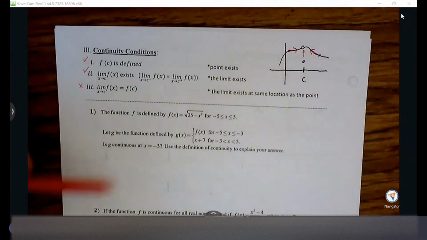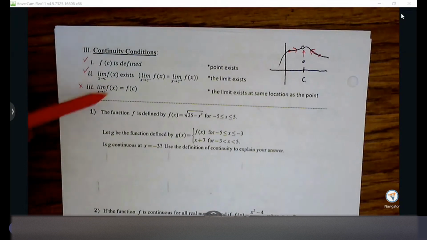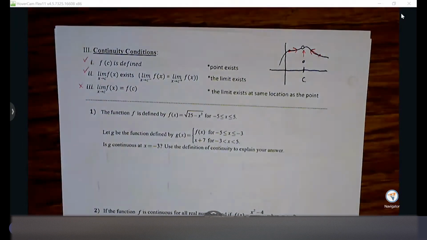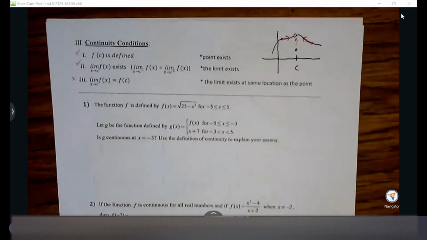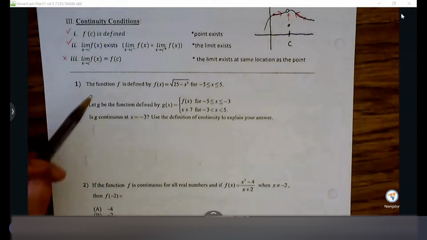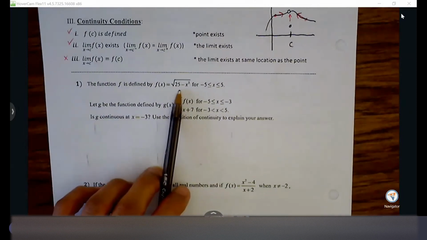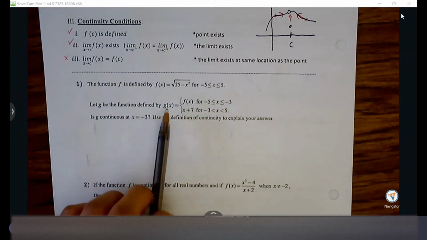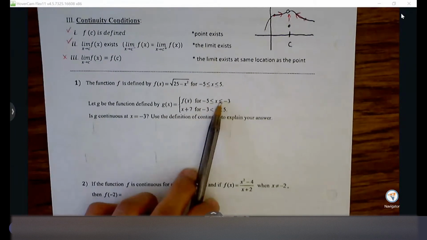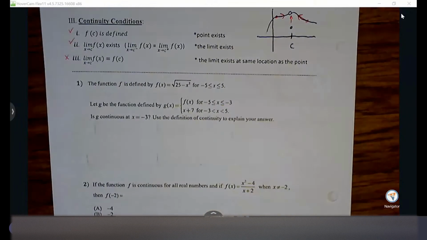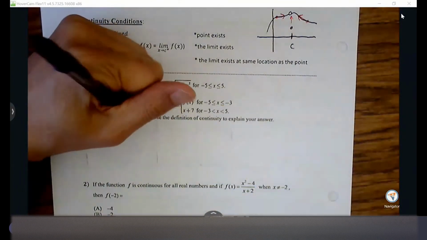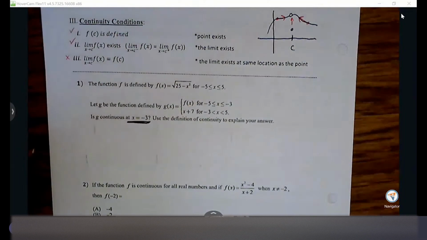And for every one of these problems, we're just going to be stepping through these conditions and seeing if they're all aligned. If they're aligned, then great. If they're not aligned, then we'll say, okay, it fails here. That's why the function is not continuous. Okay, so let's look at number one. We have our function defined as square root of 25 minus x squared, but it's being split, right? We have a g of x where we have the square root on one side, but then we have x plus 7 on the other side of -3. And we want to know, is the function continuous at -3?